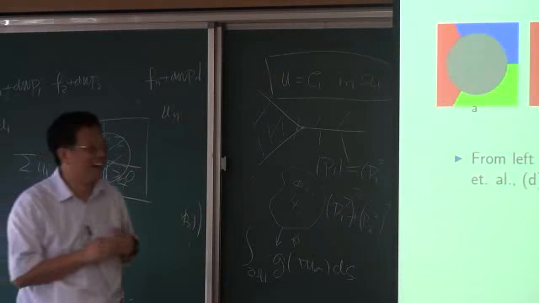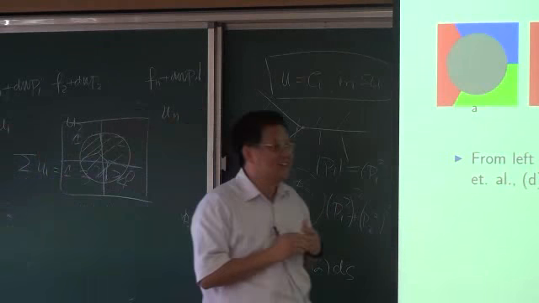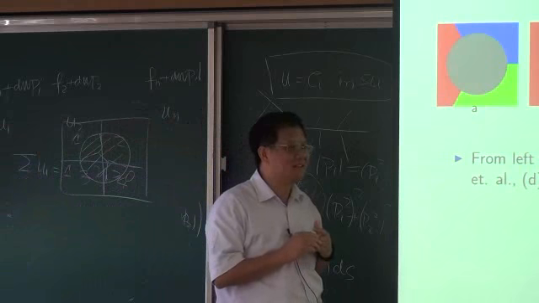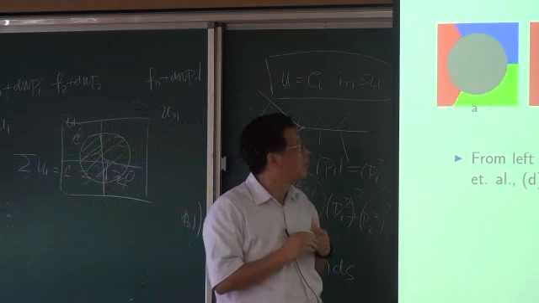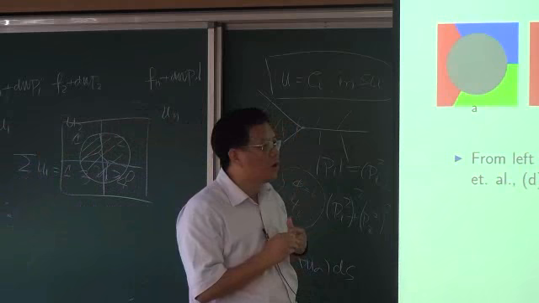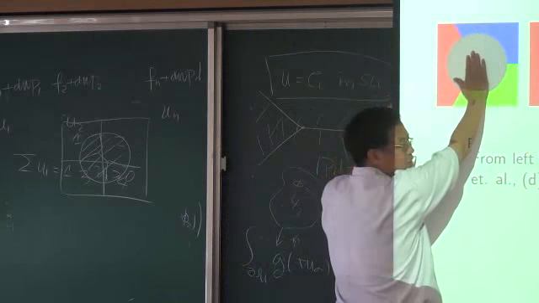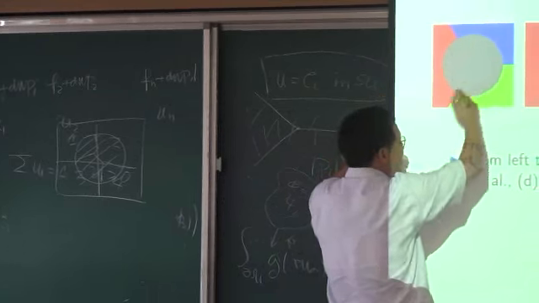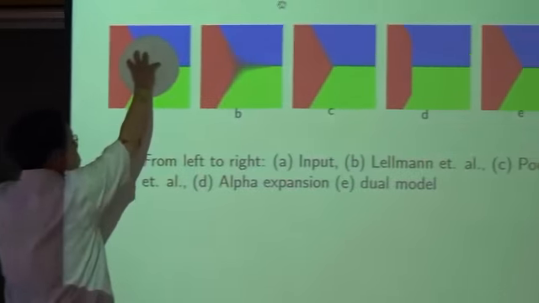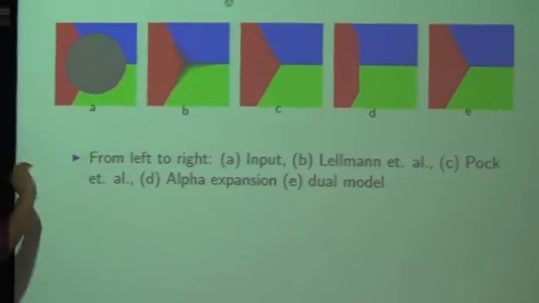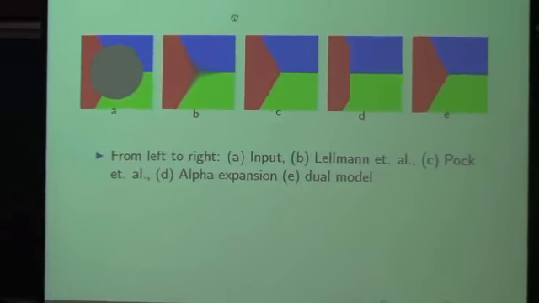Just let me check. I am following you. Right, so A is the input image. A is an image such that inside here I don't know what the label is. But I should get a label inside here such that the interface inside this circle is minimized. Yes, the length is minimized.